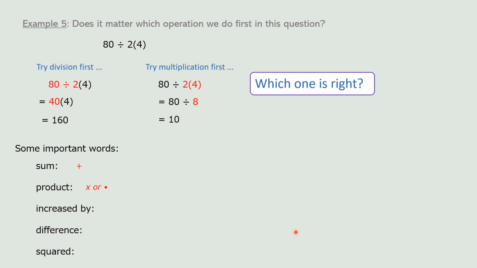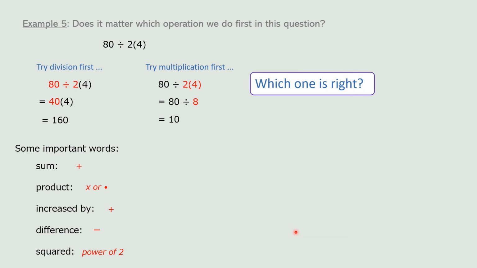Increased by. If I had my age increased by 10, I would be adding. Difference. What's the difference between my age and your age? We would be subtracting. And if something is squared, it means you're going to put a power of 2 or an exponent of 2 on it.